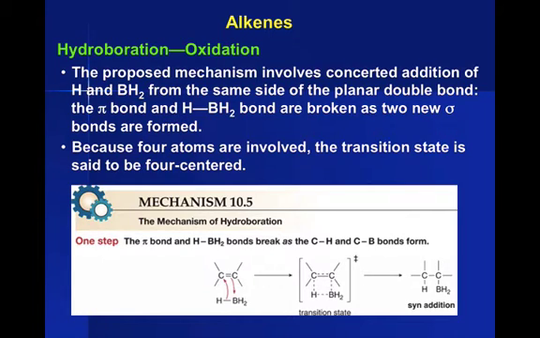So what happens in the first step is the hydrogen and the boron are delivered at exactly the same time through a transition state that looks like this. It's called a four-centered transition state, and you end up with syn addition of the hydrogen and the boron. What do we mean by syn addition? From the same side of the alkene, right? So there's going to be some stereochemistry there.